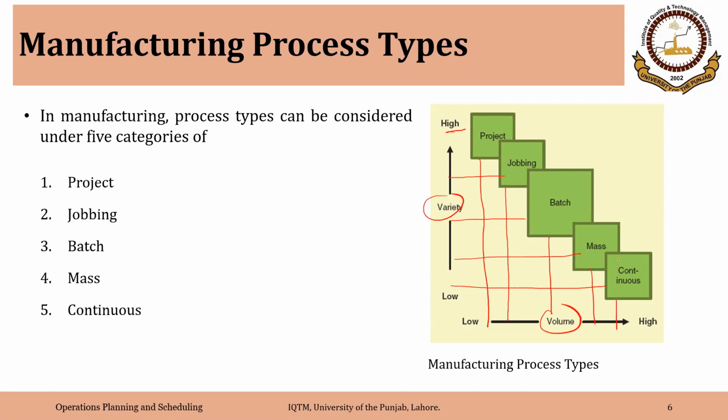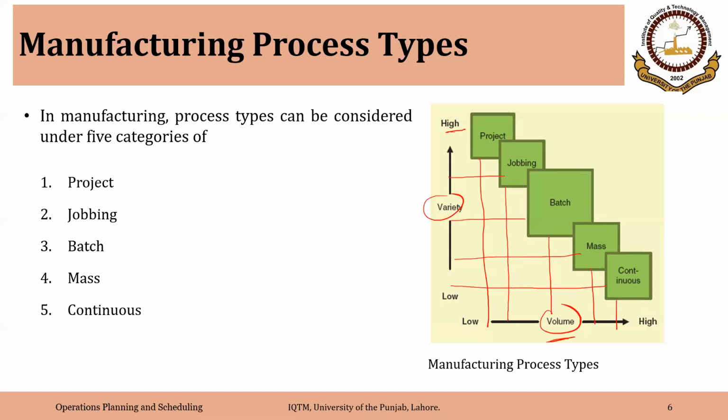Now, the variety here means how different is one part or one product made from the next product. If they are very different, then the variety is high. If they are exactly the same with respect to characteristics, then the variety is very low. And volume means the quantity produced in unit time, in a month or year.